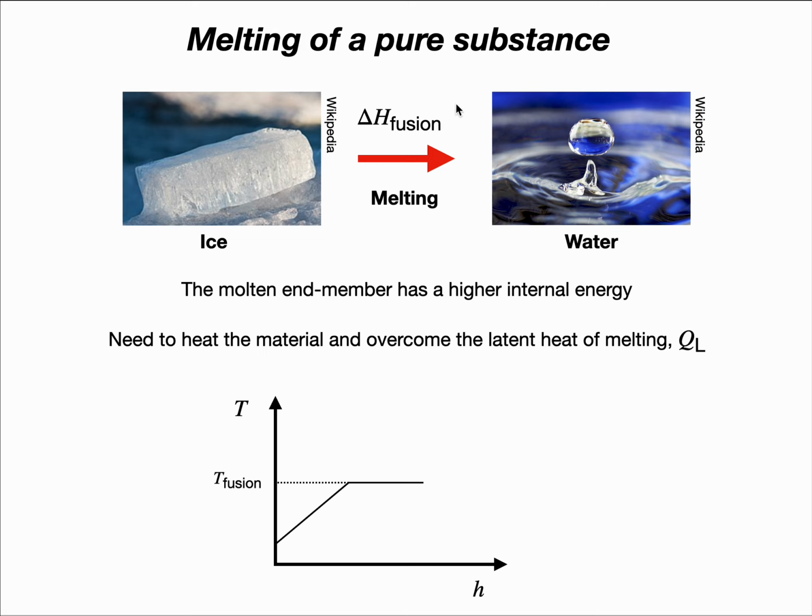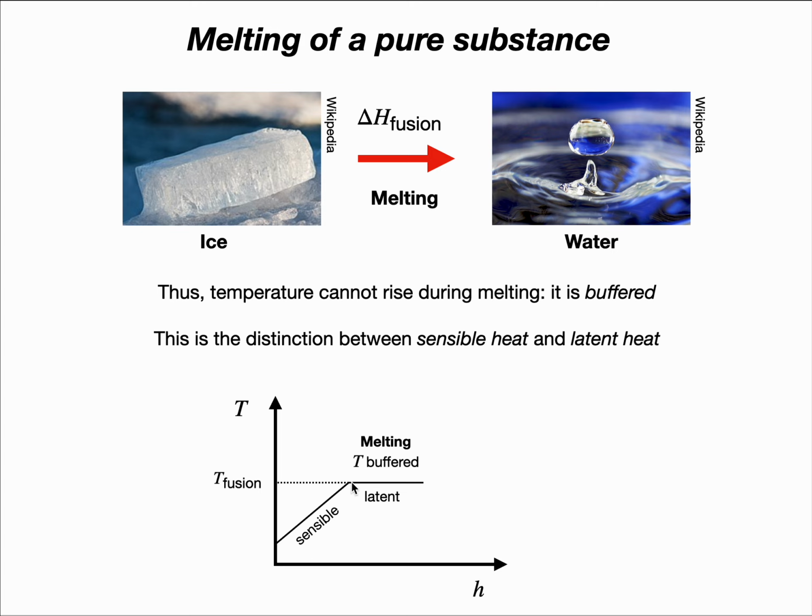But at some point we hit the melting point, so we reach the temperature for the fusion of ice into water. What will happen here? Not much. The temperature has to remain buffered because we need to heat the material to overcome the latent heat of melting.